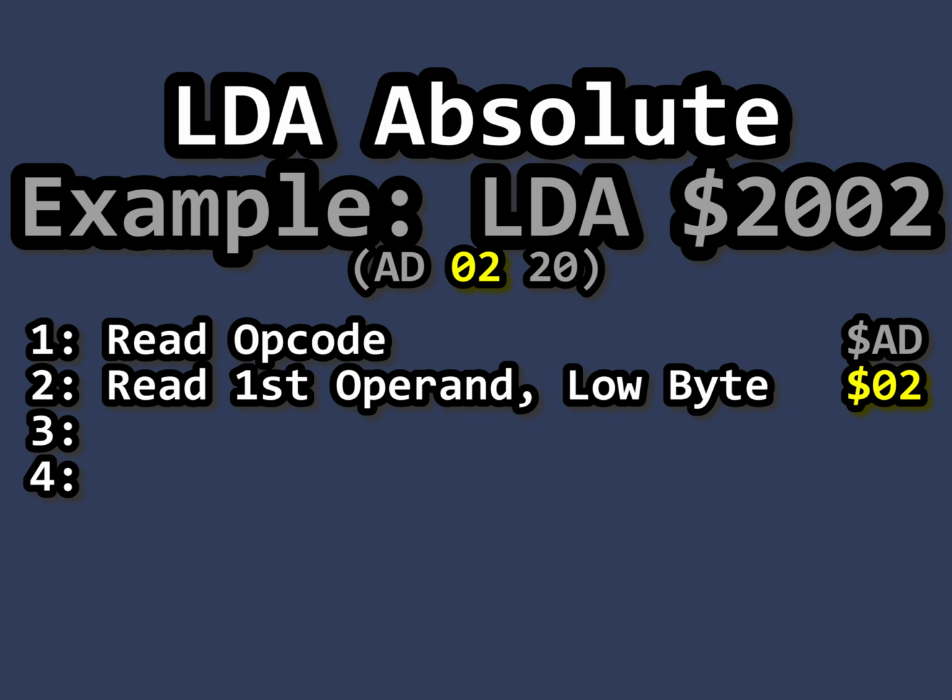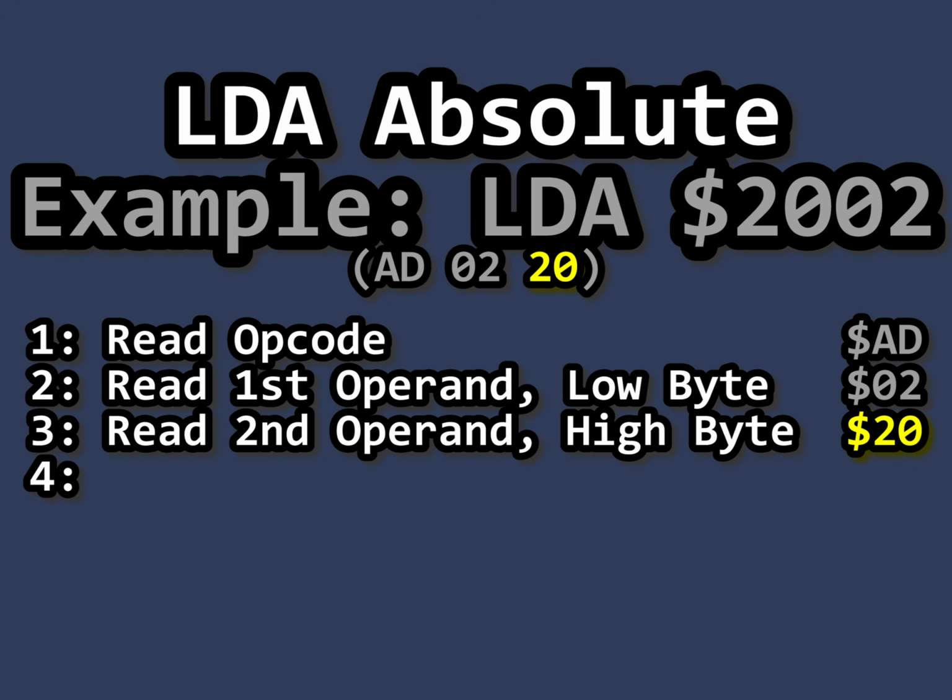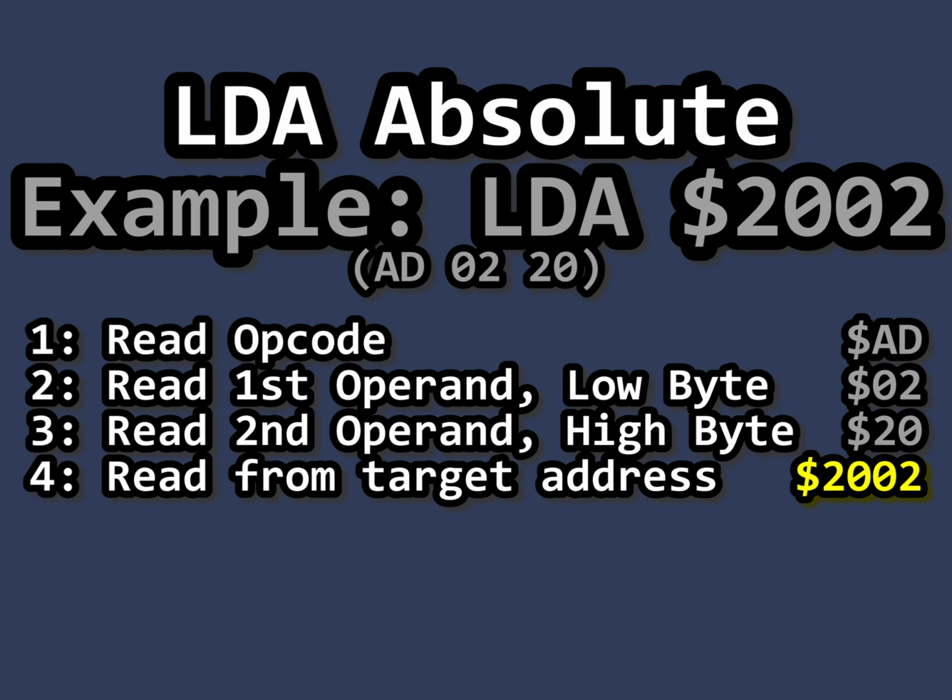Cycle 2 reads the first operand, 02. Cycle 3 reads the second operand, 20. With these operands combined, we form the target address for the LDA instruction, address 2002. And Cycle 4 loads the A register with the value read from address 2002.